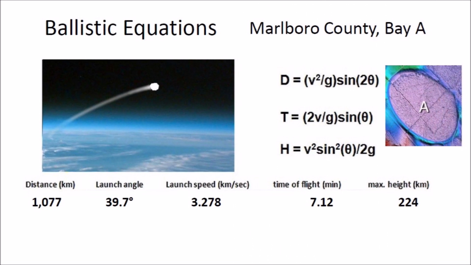Using Google Earth to measure the distance, we find that Marlboro County Bay A is 1,077 kilometers from Saginaw Bay, which is the convergence point of the Carolina Bays and the Nebraska rainwater basins. Assuming that the launch angle is the same as the impact angle, the ballistic equations indicate that the glacier ice boulder that made this bay was launched at a speed of 3.278 kilometers per second. It had a flight time of 7.12 minutes and reached a height of 224 kilometers above the surface of the Earth. The trajectory was a suborbital space flight in the vacuum of space.